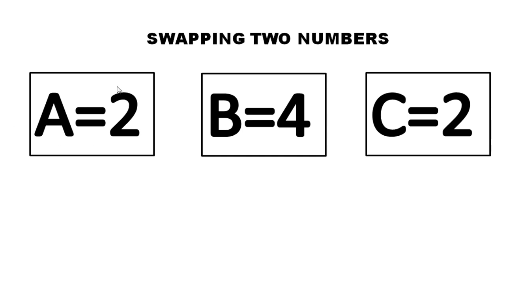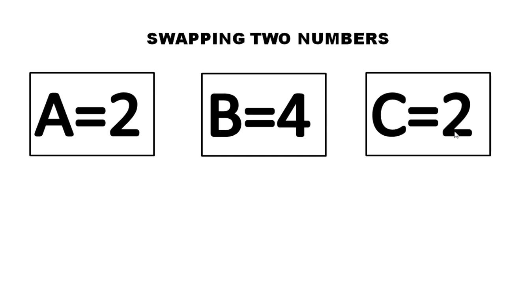So initially A's value is what? 2, B's value is 4. So if you print before swapping, A's value would be 2 and B's value would be what? 4. Now the swapping logic would be what? You will send this data in C. So you write C is equal to A. A is what? 2. The 2 goes in C.